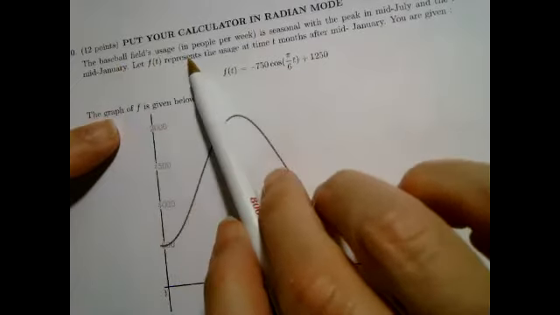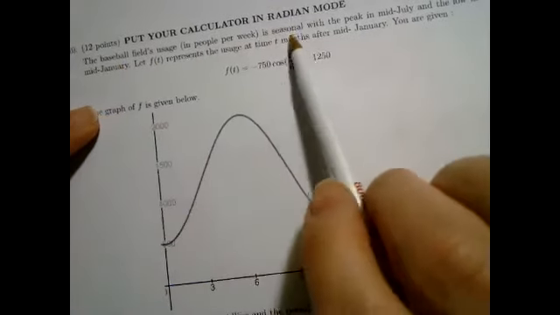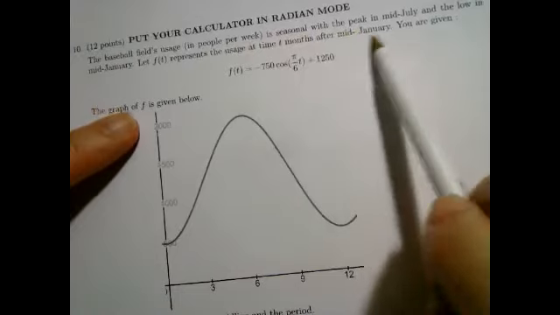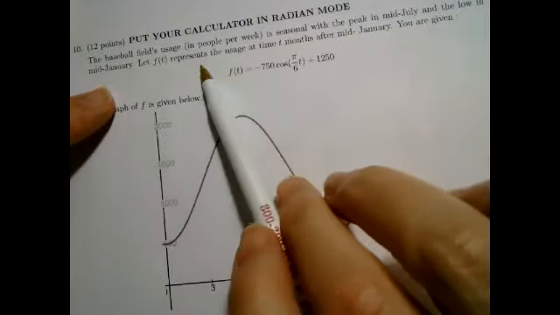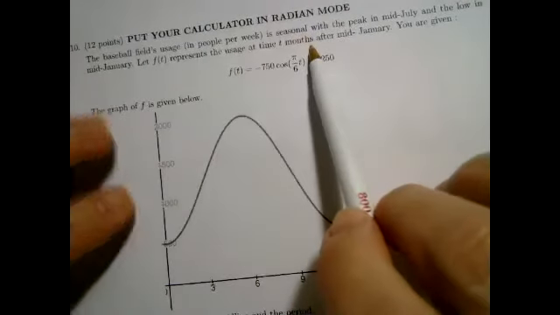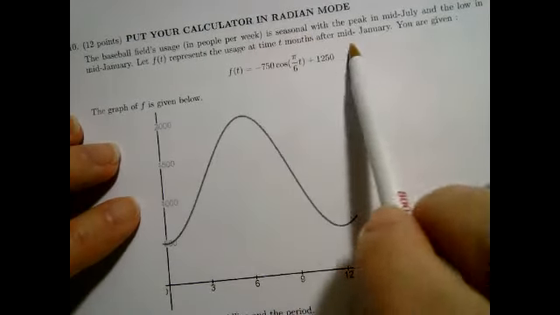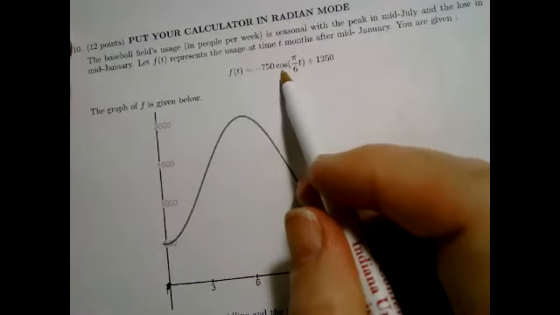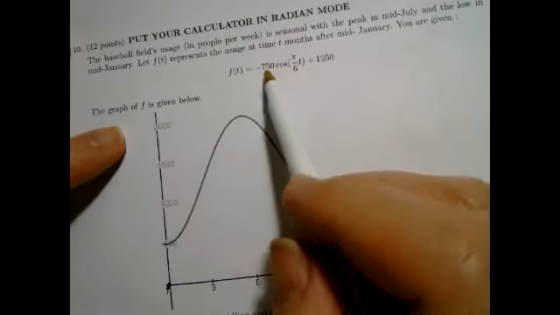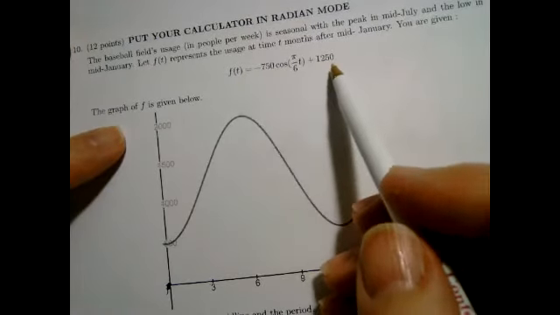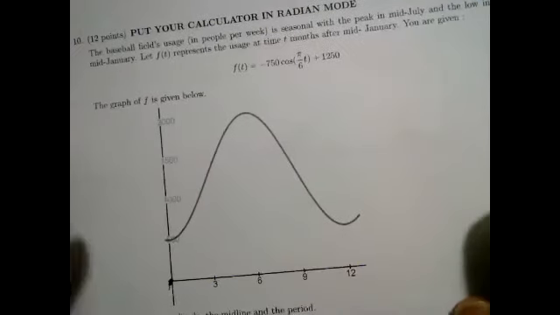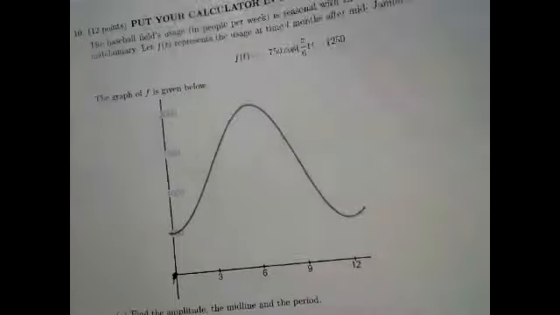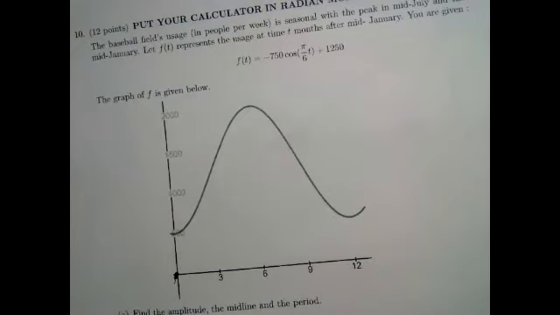The baseball fields usage in people per week is seasonal, of course, with the peak in mid-July and low in mid-January. Let f of t represent the usage at time t months after mid-January. So 0 corresponds to mid-January. At every time t, they're telling you how many people per week are using it. The graph of f is given below. The question is to find the amplitude, midline, and period.